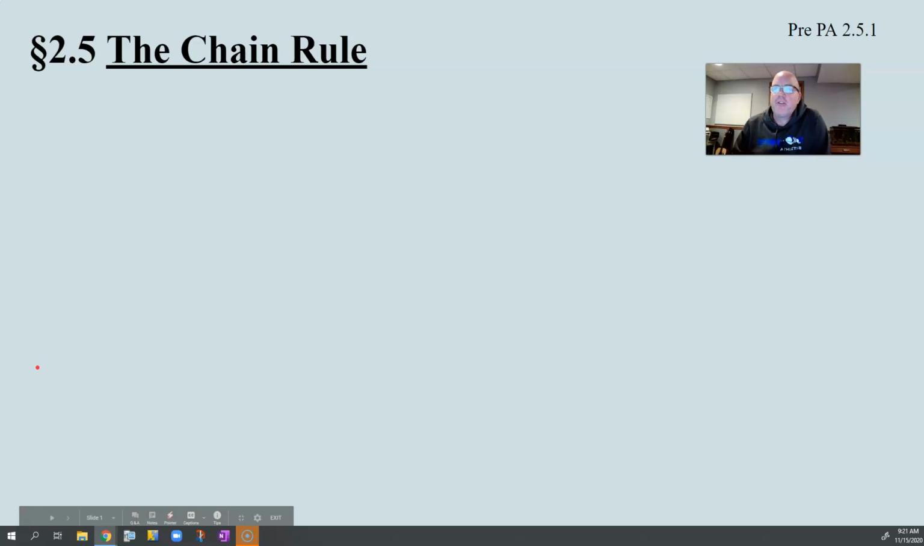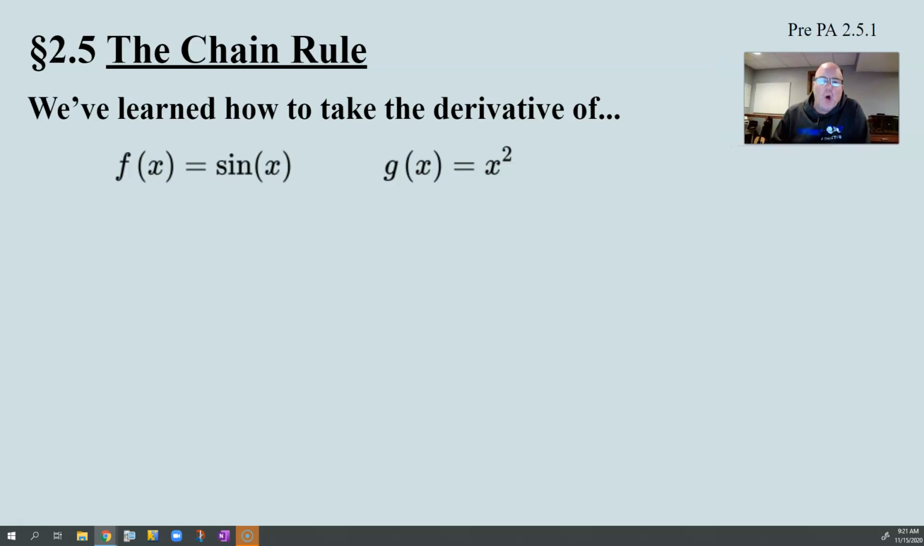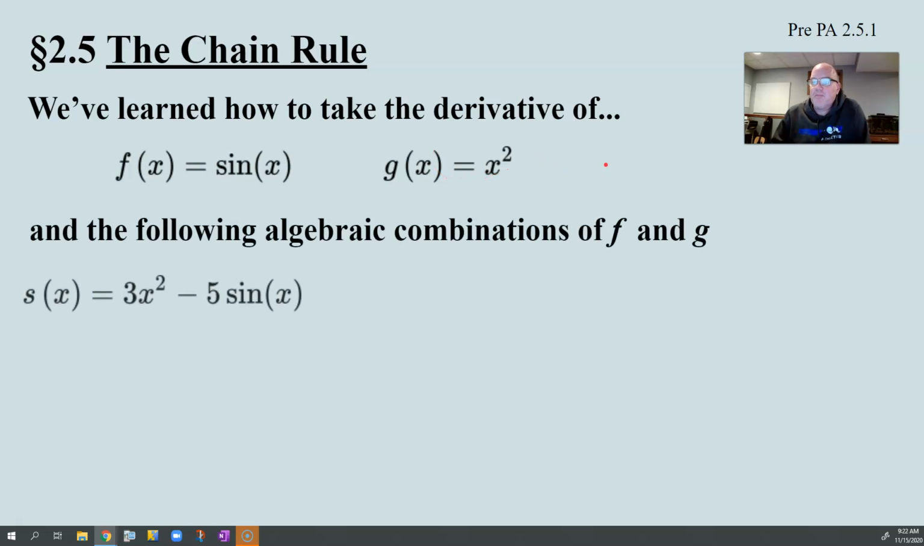I want to take a minute or two just to introduce you to the next section, which is called the chain rule. And let's just think about what we've done so far. We now know, and this is a good formative check, how to take the derivative of sine of x, and we know how to take the derivative of x squared. Okay, this should be second nature to you.